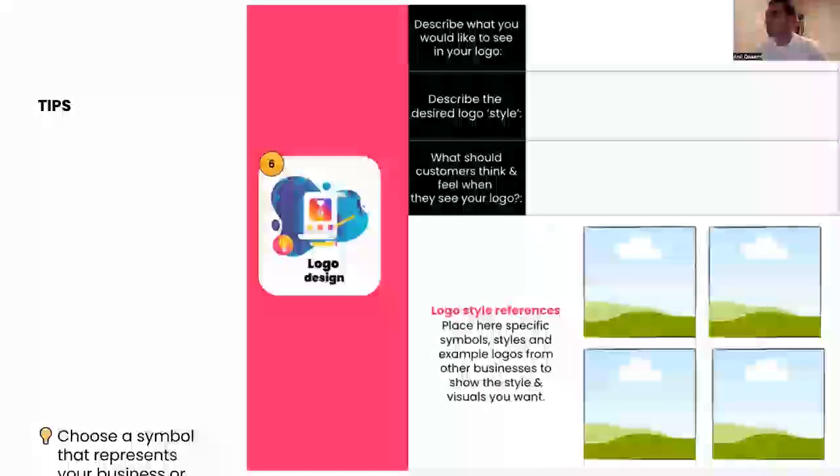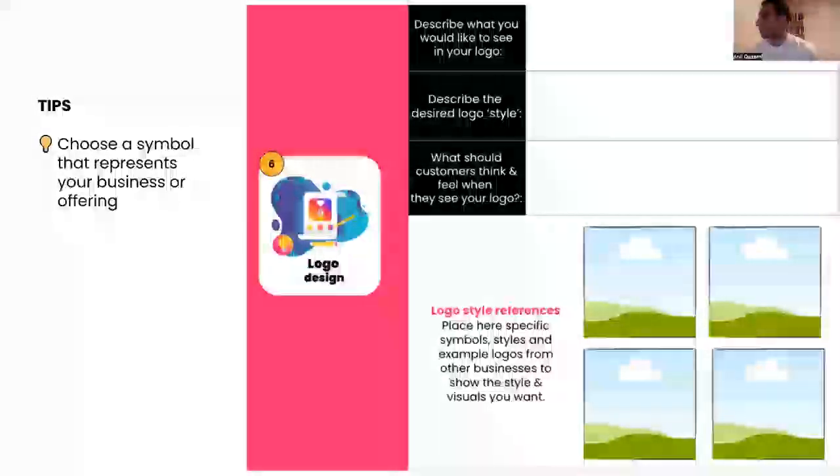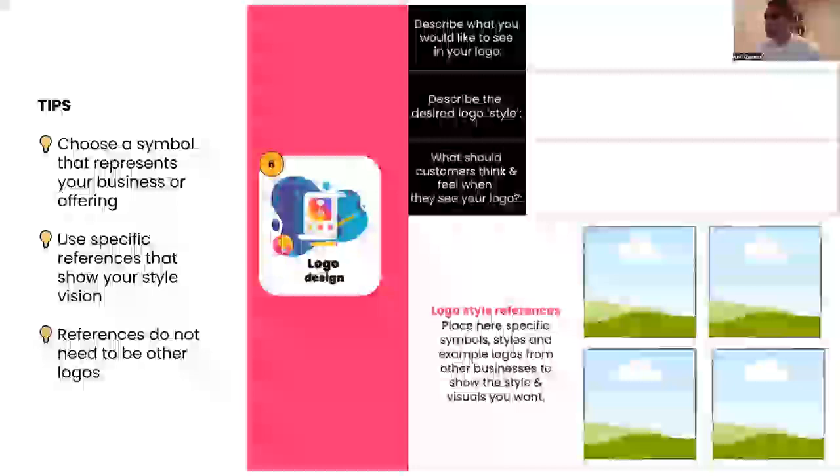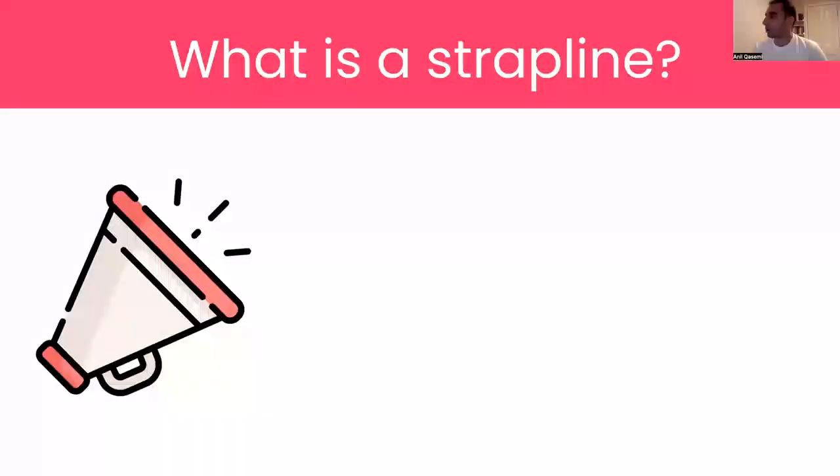You could look into symbols, and any imagery can be very, very powerful inspiration for your logos and visuals. You could look at specific references that show your style and vision, and put them on your Canva document. Then you can decide what style you would like to see in your logo in general. So that's with the logos.